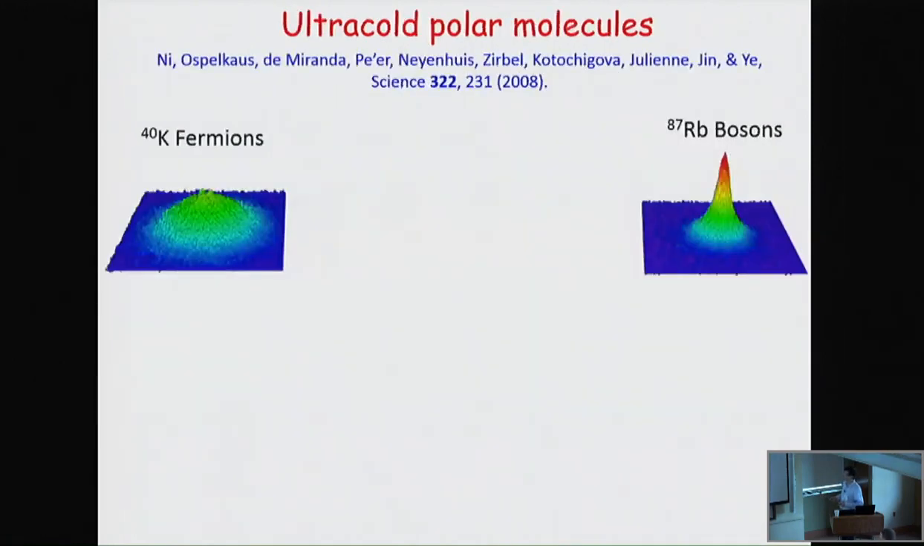So now let me switch to the KRb molecule. It's totally different technology now. We started with atomic species of fermions and bosons. And this goes back more than 10 years ago. Our chair was a graduate student leading this effort.